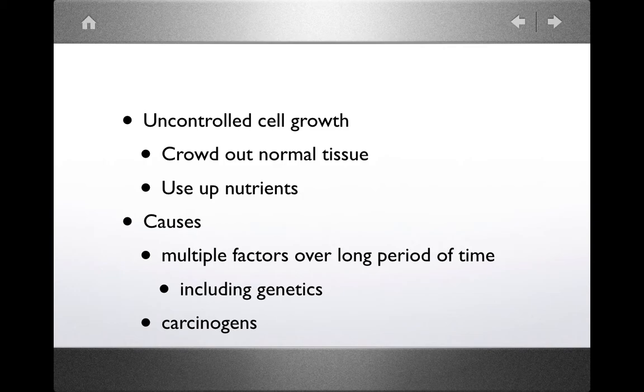But you need more than one mutation. It takes a long time to accumulate enough mutations to get cancer. But we also know, aside from genetics that we're born with, mutations can happen in the DNA because you interact with things in the environment. And those things in the environment that can cause mutations in the DNA, which might cause mutations in genes that control the cell cycle, are called carcinogens.